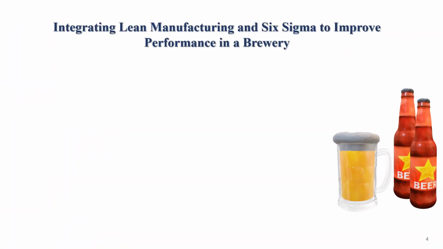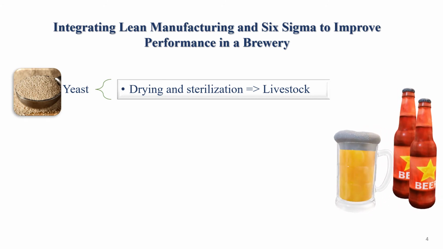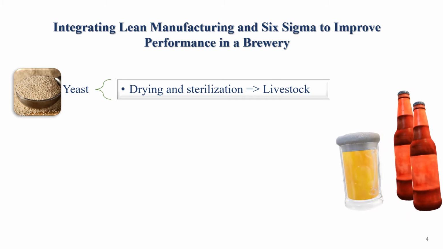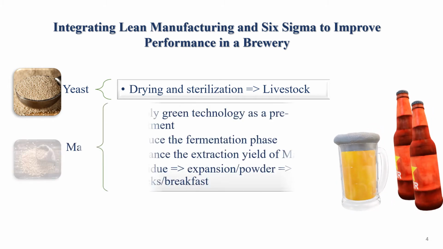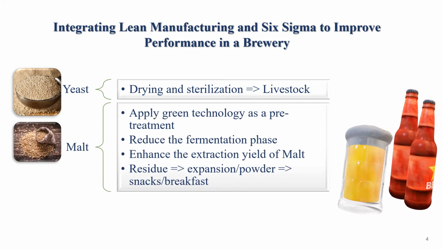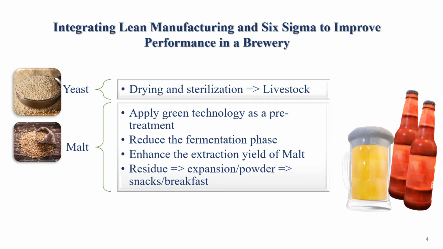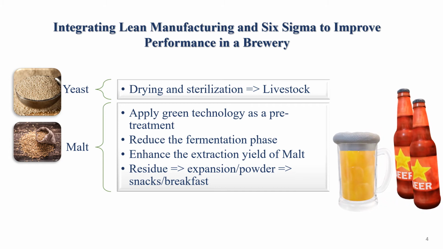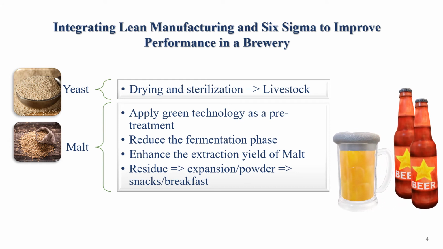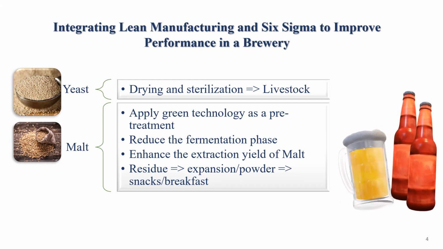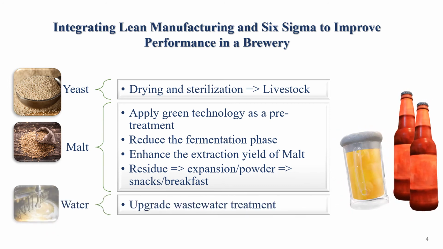Looking into the waste of material, yeast may be converted into livestock feed after drying and sterilization. It is rich in protein, so it might be used as animal feed or for pharmaceutical products. Then malt, we may apply a green technology as a pre-treatment to malt to reduce the fermentation phase, to reduce the use of energy, to make our overall process more efficient, to improve our extraction yield, and then the residuals might be converted into powder that would be used as snacks or breakfast.